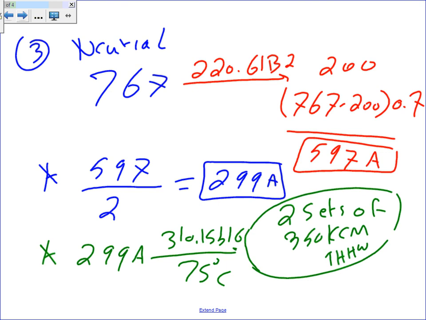So two sets of, how did you come up with the calculator? Makes sense? Okay, you're paralleling four then. You're paralleling four. All right, two sets of 350 kcmil. Questions? Thank you, guys. So let's go to the next step.